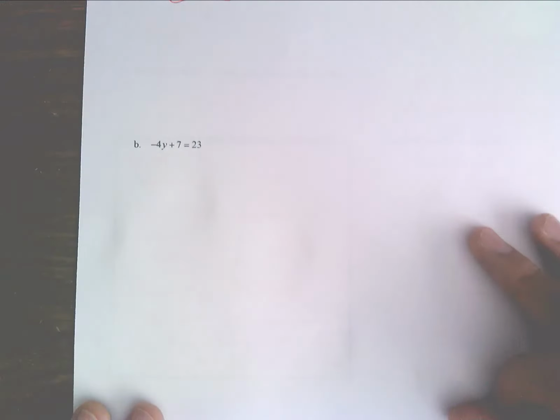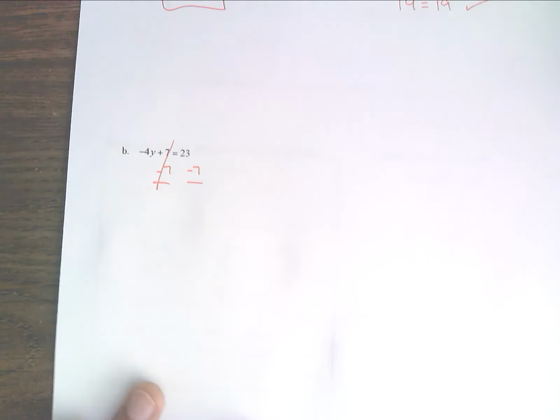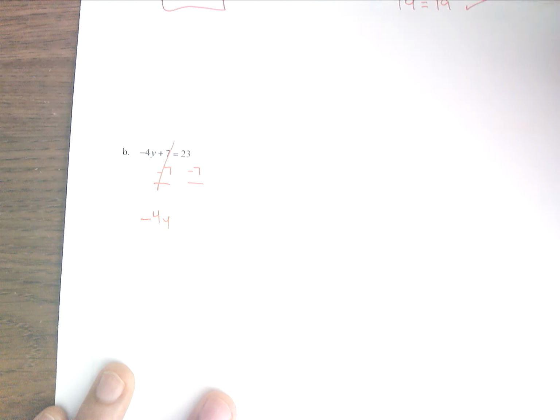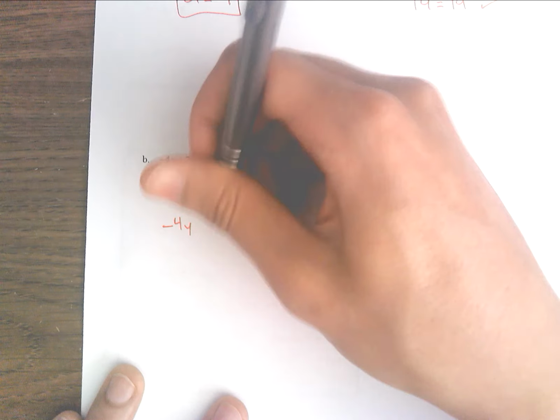Our last example, here we have negative 4y plus 7 equals 23. The first thing we do is I see addition, so we're going to do the opposite, subtraction. So on both sides, we're going to subtract 7. So the plus 7 and the minus 7 cancel. All that's left is the negative 4y. And then on the right-hand side, we have 23 minus 7. Well, 23 minus 7 is 16. We'll bring down the equal sign.